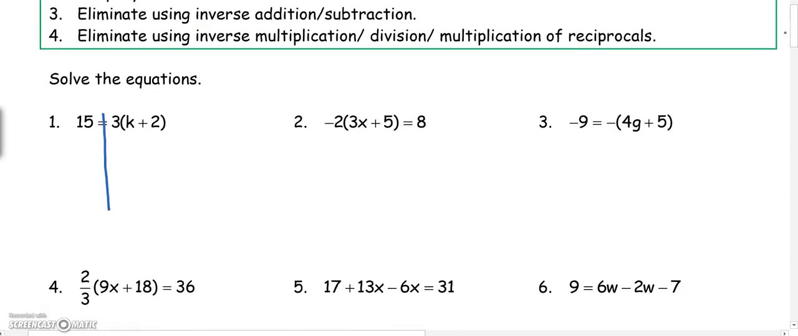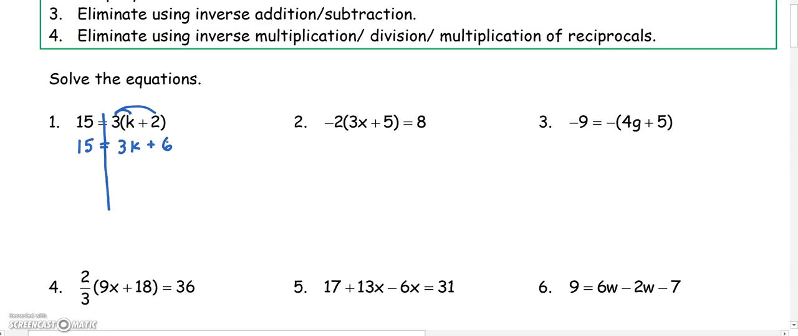Number 1, we have 15 equals 3 times parentheses k plus 2. So because there's a set of parentheses and a number outside, we're going to use the distributive property. Remember, with the distributive property, you are multiplying. So we have 15 equals 3k plus 6. Remember that 3 does not multiply with the 15 because it's not in the set of parentheses.